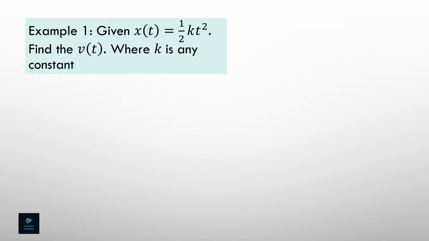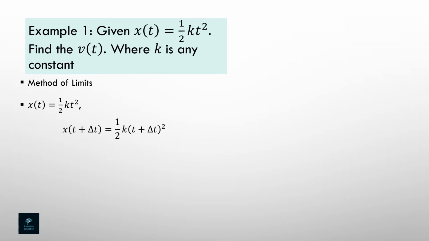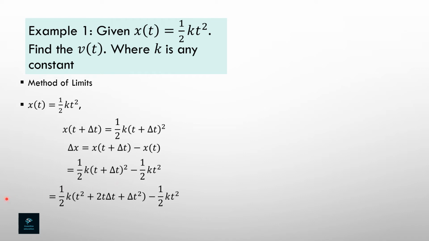The second method that we are going to use is the method of limits. If the position of the object at time t is represented as x(t) equals half kt square, and the position of the object at time t plus delta t is represented as half k(t plus delta t) square, the displacement is x(t plus delta t) minus x(t), which is equal to half k(t plus delta t) square minus half kt square. We can expand this term and get half k(t square plus 2t delta t plus delta t square) minus half kt square. This half kt square and half kt square cancel, and we get half k(2t delta t plus delta t square).